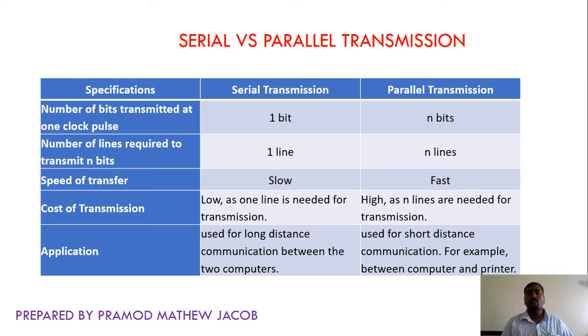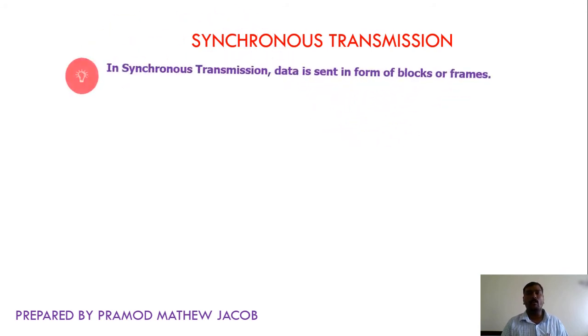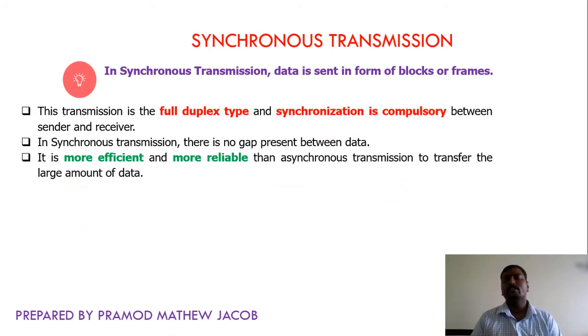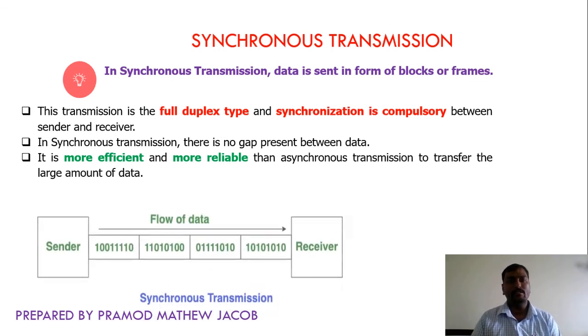Next, let's see what the different transmission modes in serial transmission are. Serial transmission is categorized into two: synchronous transmission and asynchronous transmission. In synchronous transmission, the data is transmitted in the form of blocks or frames. The data transmission is full duplex type, that is, data can be sent in both directions simultaneously. Synchronization is compulsory between the sender and receiver. In synchronous transmission, there is no gap present between the data.